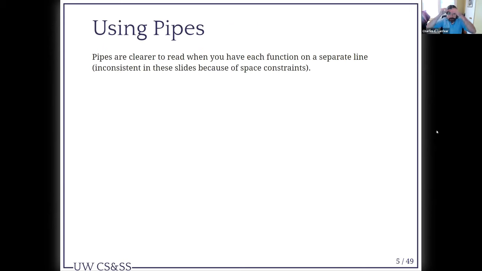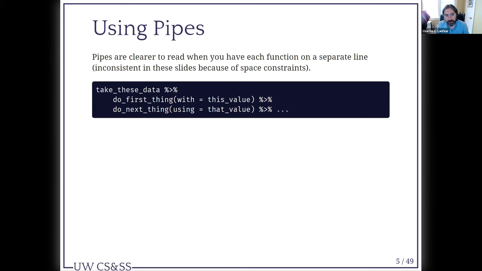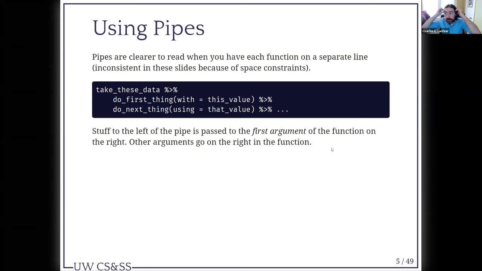Okay, so using pipes. Pipes are clearer to read and write and interpret if you put each function call on its own line to give you an idea what's happening. So you might say, I'm going to take some particular set of data, and then I'm going to do something with it with some additional arguments. And then I'm going to do another thing with some other arguments, and then a third thing, and then a fourth thing, and then a fifth thing. If you put them each on their own line, it's clear it just flows from the top left to the bottom.